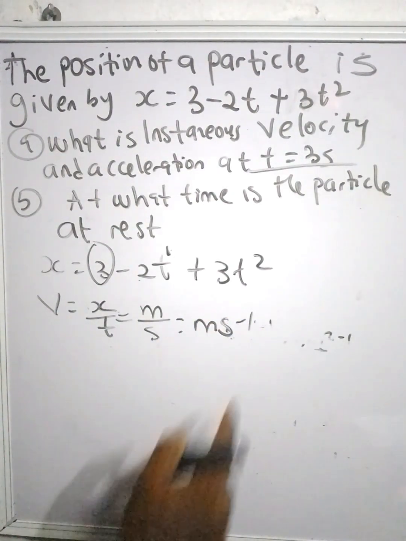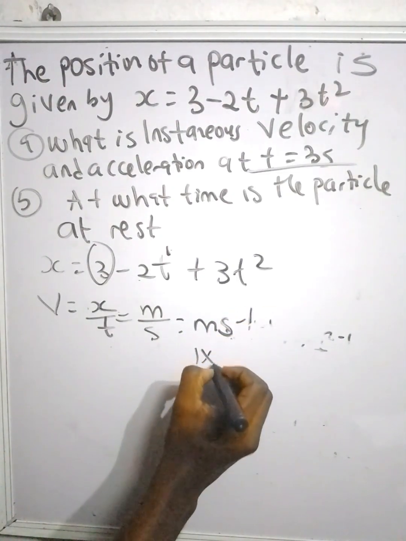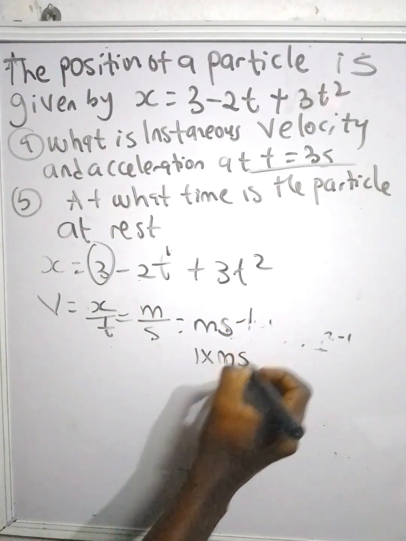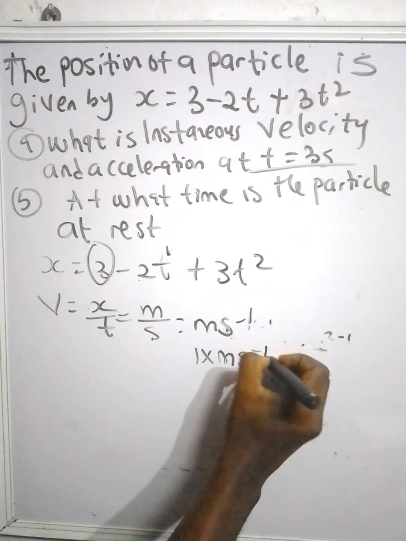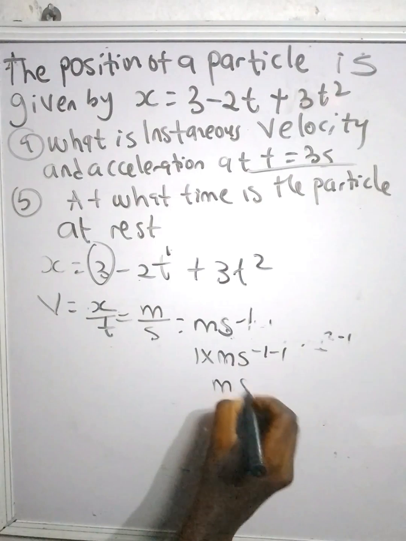Everybody knows that there is a 1 here, right? 1 times, multiply the power by the quantity. That's what 1 times m is. Repeat the base and reduce the power by 1. That's what -1 minus 1, right? 1 times m, that's m to the power of -2.